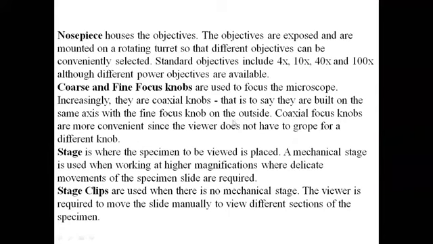Then we have the coarse and fine focus knobs that are used to focus the microscope. Increasingly, they are coaxial knobs. Coaxial means they are in the same plane. That is to say, they are built on the same axis with the fine focus knobs on the outside. Coaxial focus knobs are more convenient since the viewer does not have to grope for a different knob.